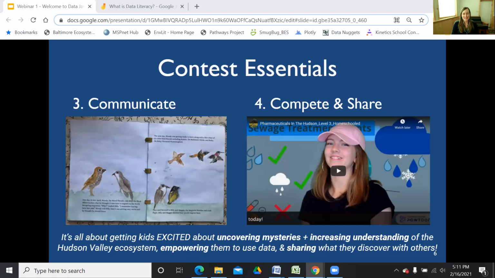At the bottom of the slide, I really think the essence of Data Jam is that we're getting kids excited about studying their local ecosystem in the Hudson Valley region, and we're increasing their understanding of what's all around them. But you're also empowering them to use data and sharing what they discover with others. And then next slide.